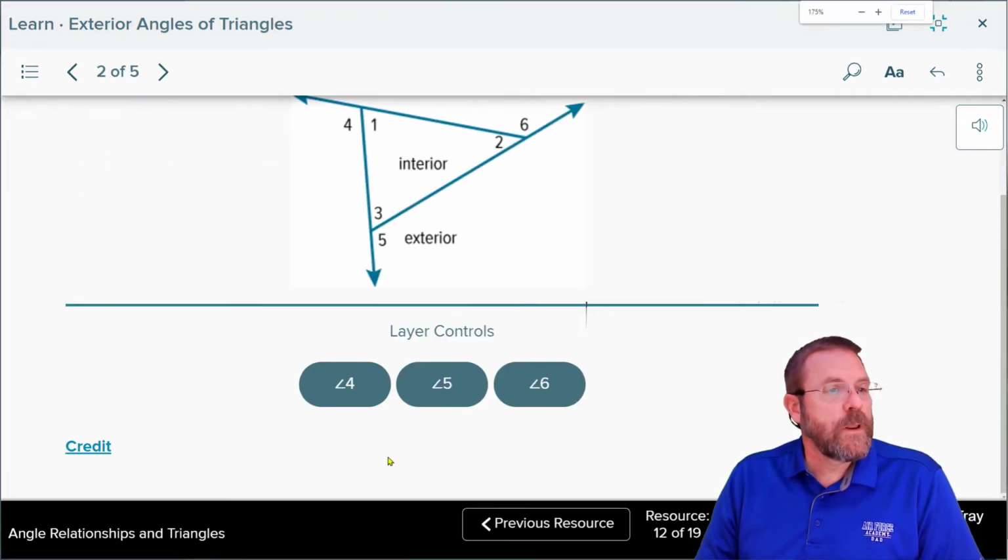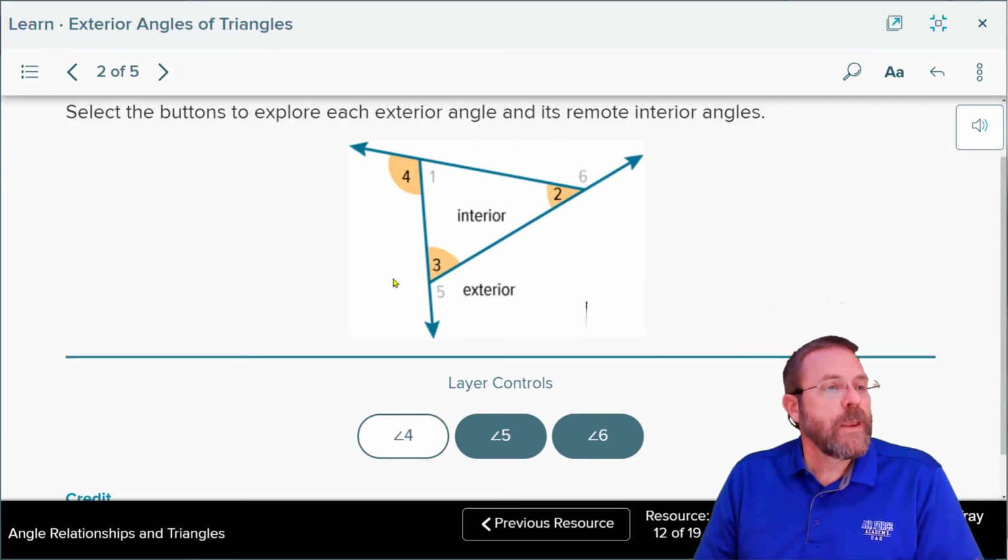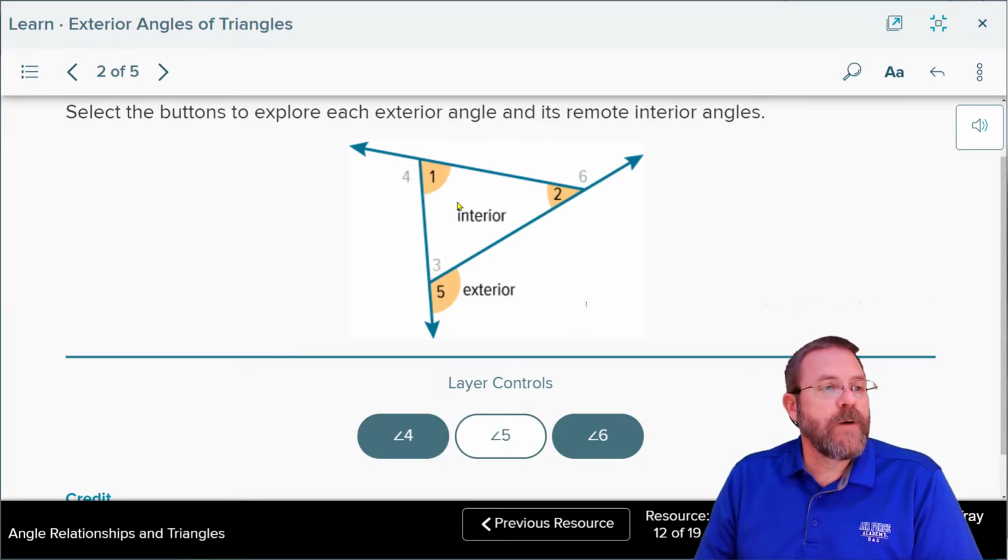The first one, we're going to look at angle 4, and angle 4 is here. That means 2 and 3 are the remote interior angles. Angle 5 is right here. That means 1 and 2, the ones not adjacent to 5, are its remote interior angles.